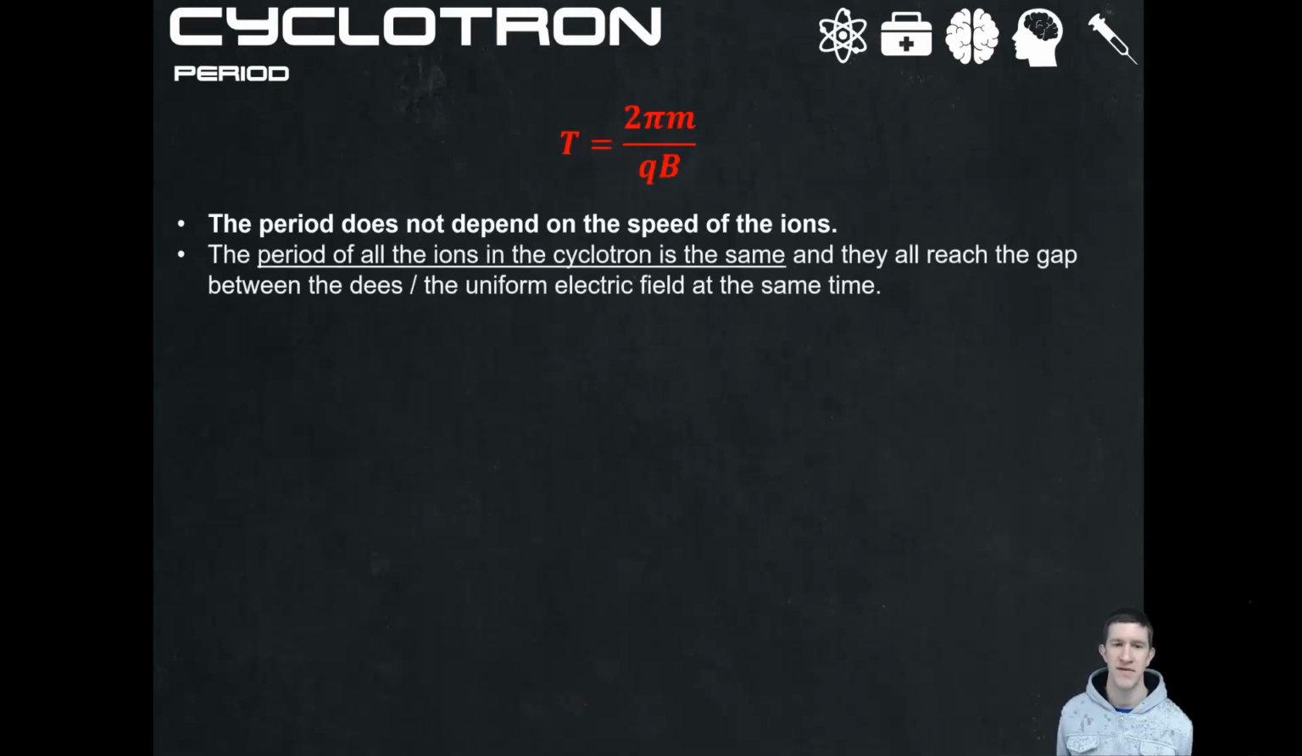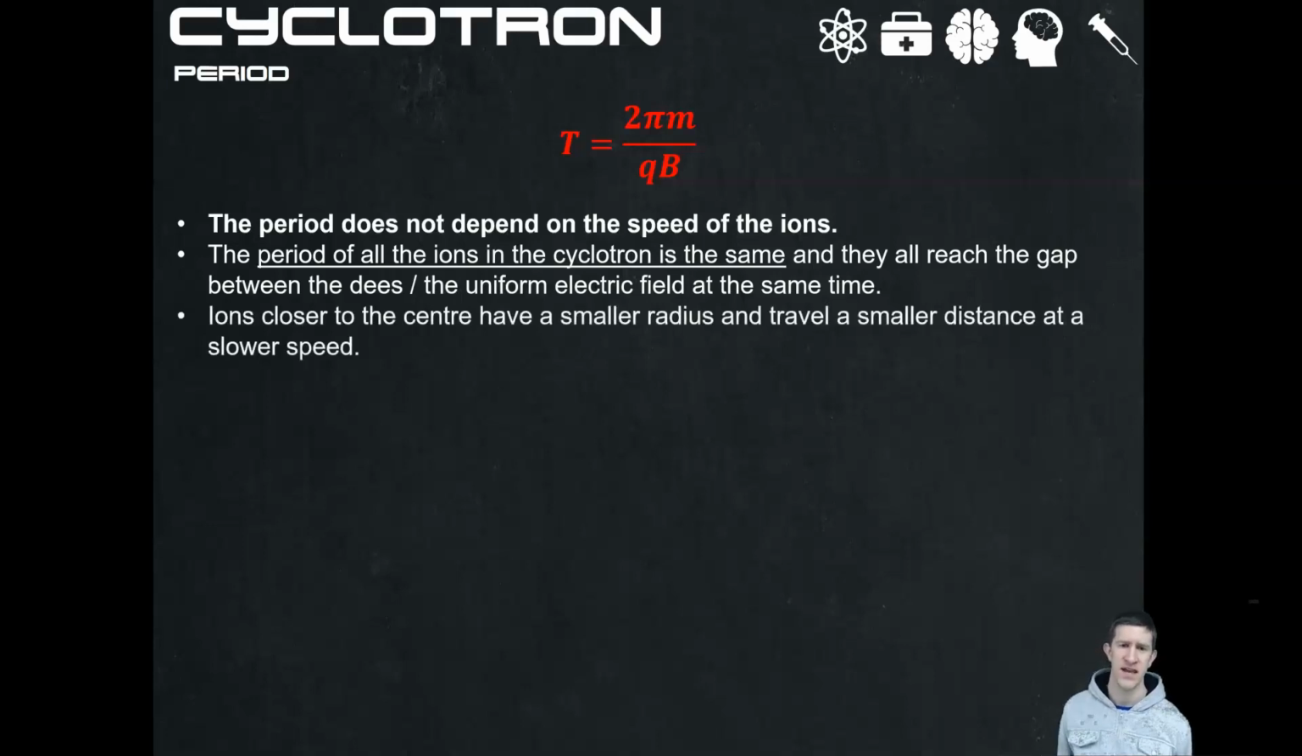Given that the period of all the ions in the cyclotron is the same, and they all reach the gap between the Ds, or the uniform electric field we could say, at the same time, then we could actually say that it's easier to predict what frequency we need to alternate that potential. It's not actually changing. We don't need a changing potential that is increasing the rate that it changes as the particle goes. It's actually a constant time.